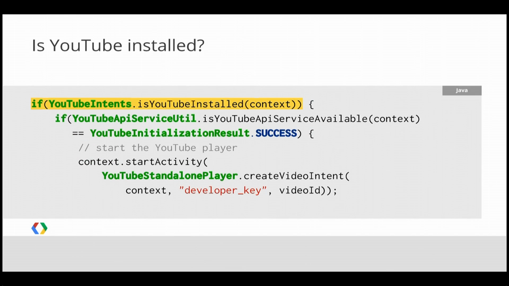So first off, let's check if YouTube is installed. The Android Player API comes with a library called YouTube Intents. And using this library, using this class, you can say, is this thing even installed? And there's some Android devices where YouTube isn't already installed. So in those cases, we'll just break through and skip this block of code. But for most Android devices with Google Experience, the answer you'll get is yes.